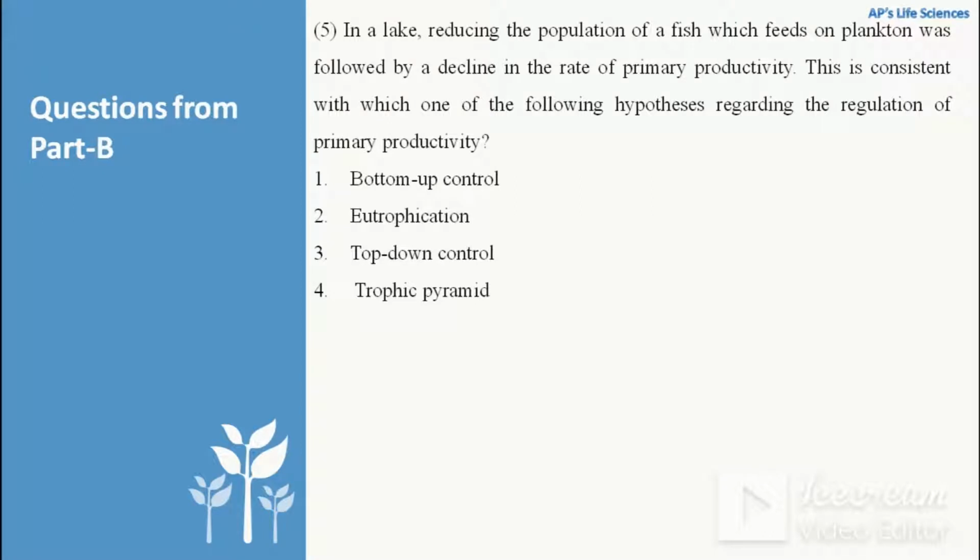In the next question, in a lake, reducing the population of a fish which feeds on plankton was followed by a decline in the rate of primary productivity. This is consistent with which one of the following hypotheses regarding the regulation of primary productivity? As in the question, it is explained that reducing the population of fish which feeds on plankton. So this fish is in the upper trophic level, and the reduction of this fish is affecting the decline in the rate of primary productivity of the lower level. So it is a top-down control. So the third option is the correct one.